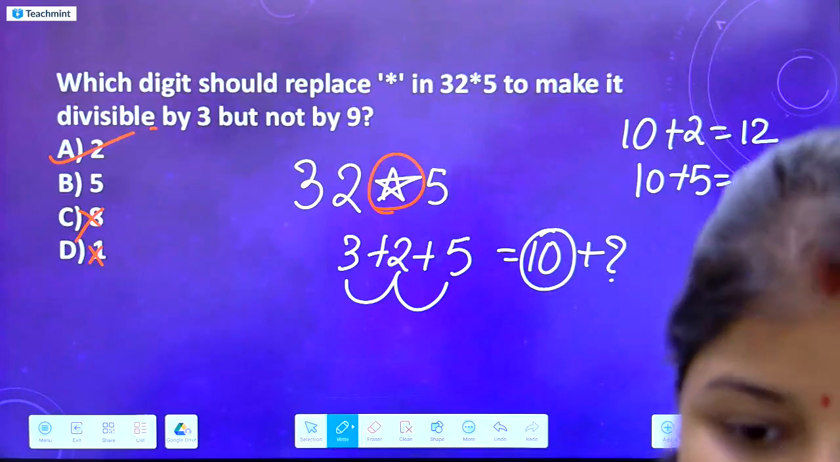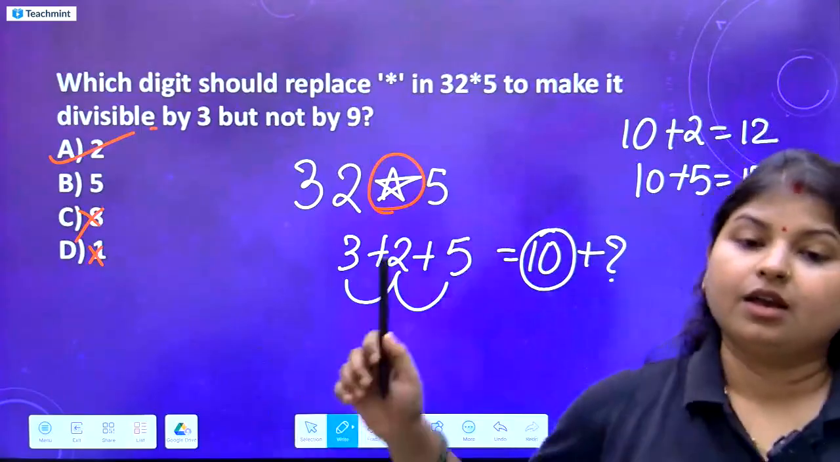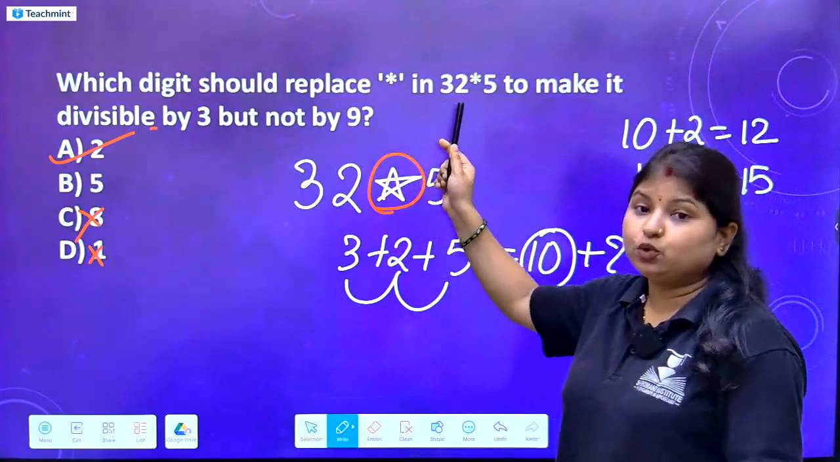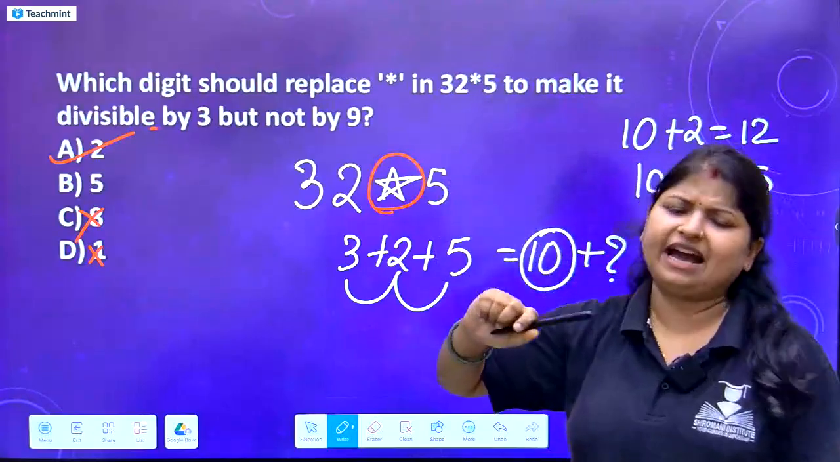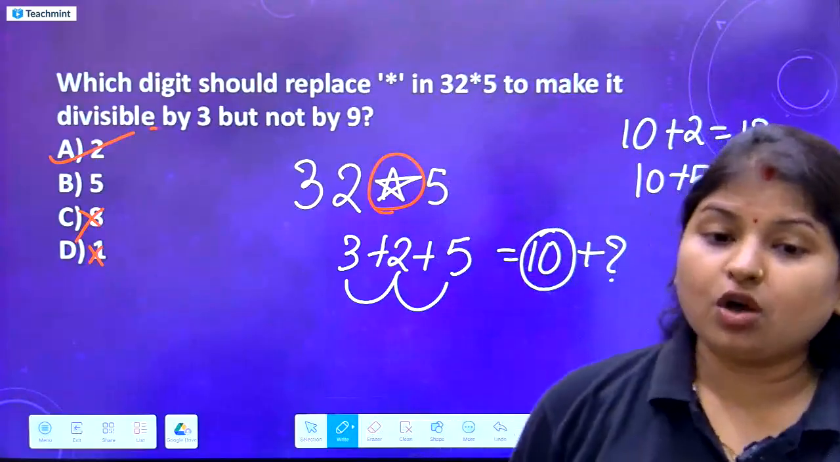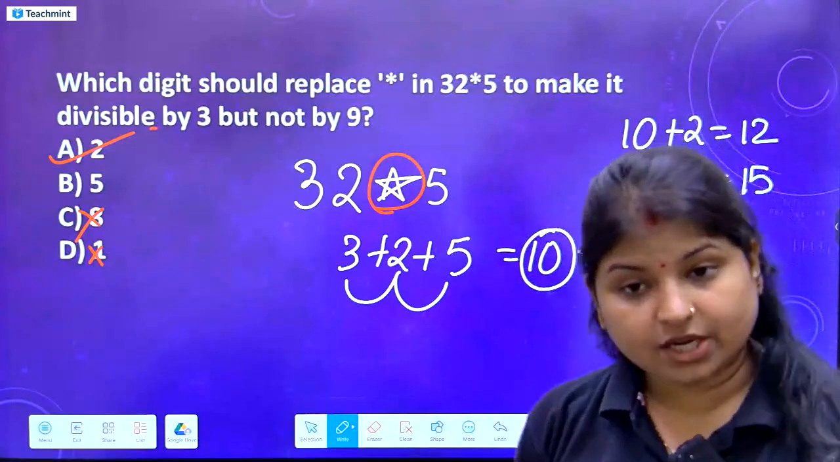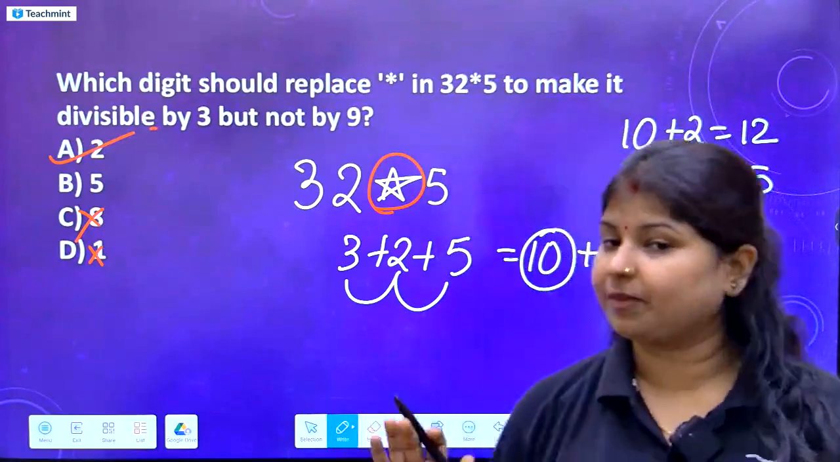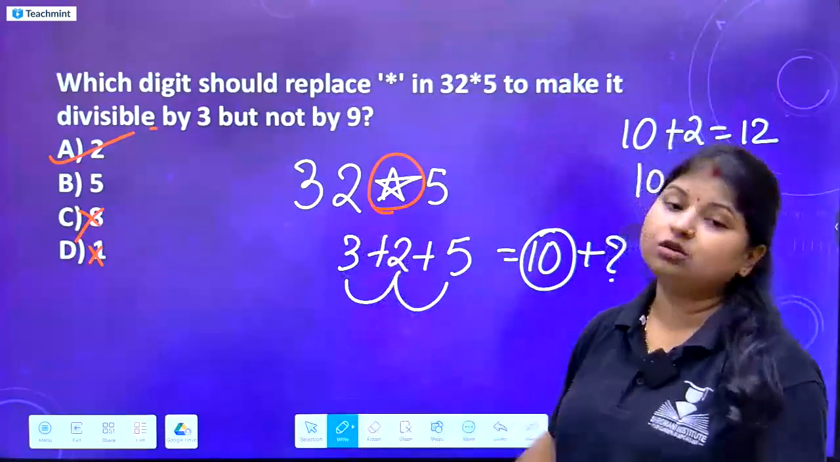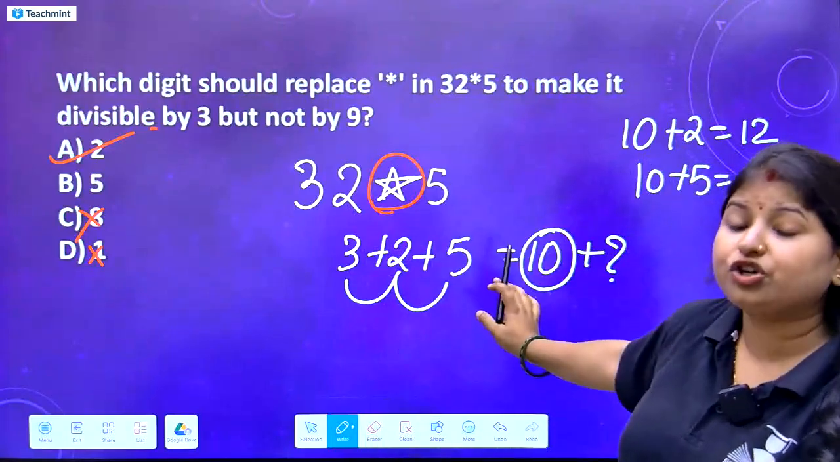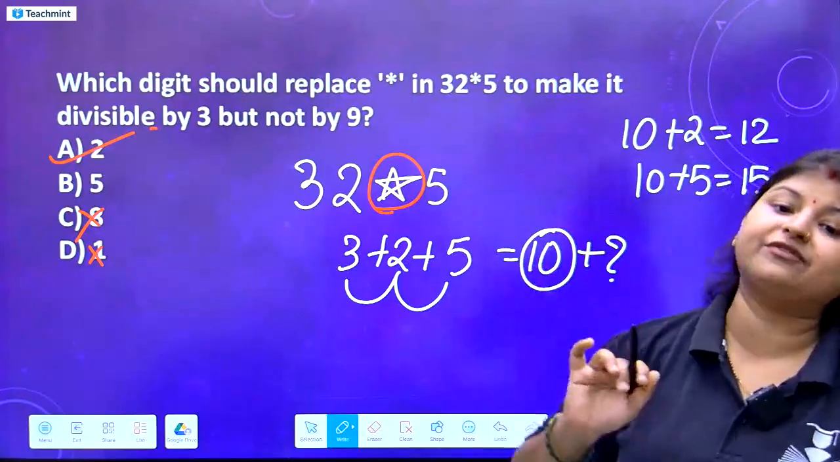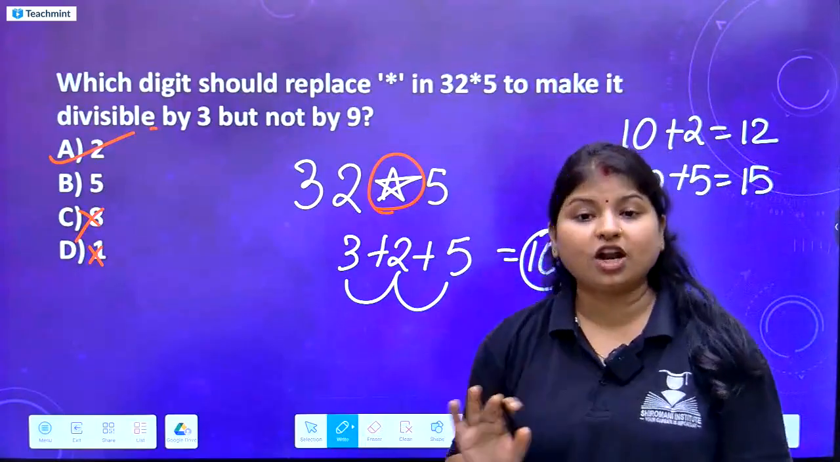Yes, beta. See, you have 3 star 5, not dollar, star 5, asterisk or star 5. You have to find such a number which is divisible by 3, not by 9. 3 plus 2, 5. 5 plus 5, 10. Now, what should you add in this 10 to make it divisible by 3, not by 9?